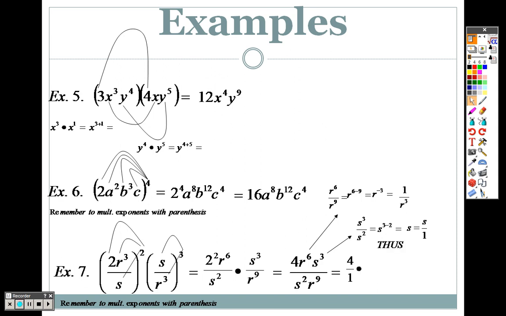So here's what I have. I have 4, and I have a 1 on the bottom. I have a 1 over r cubed, and I have an s over 1. So just multiply the tops to get 4s, multiply the bottoms to get r cubed. And I know I'm done because you can't have negative exponents, so there are no negative exponents. You can't have fractional exponents. There are no fractional exponents. And there's only one s, there's only one r. They're all simplified.